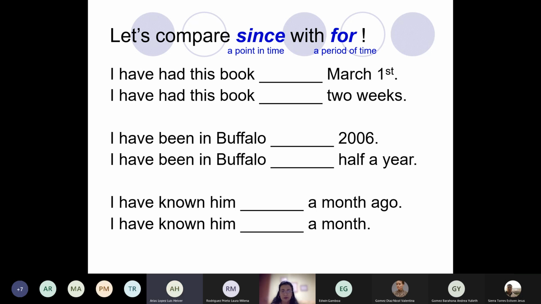Luis Haber. Sorry, teacher. What? I have known him for a month ago or since a month ago. I have known him since or for. I have known him since a month ago. And the last one, Steven. I have known him for a month. Very good. You see the difference? When do you use since and when do you use for?